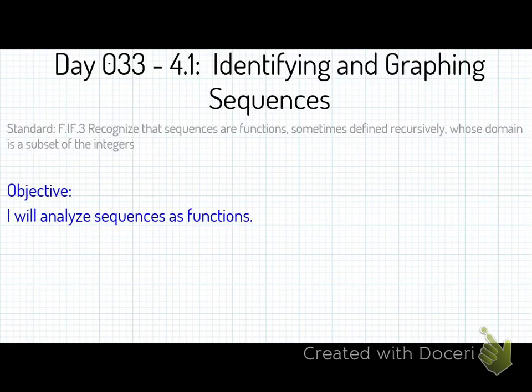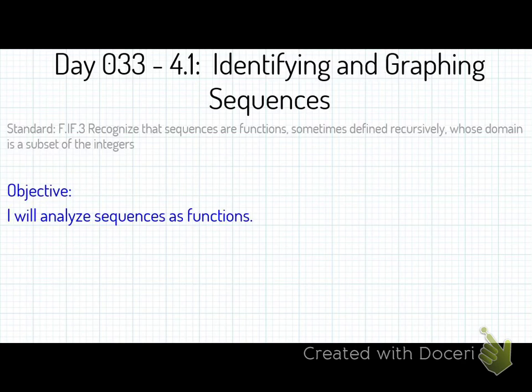This is lesson for day 33. This is our first lesson in this next unit, identifying and graphing sequences. The standards are up there. We're going to be recognizing sequences or functions, so we're going to see a lot of similarities. You're going to be like, oh, this is easy. I know you're going to get it today, okay?